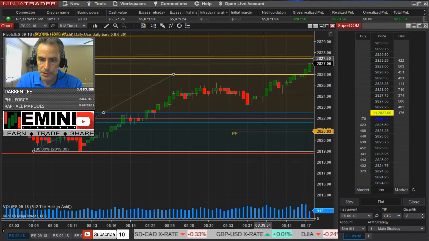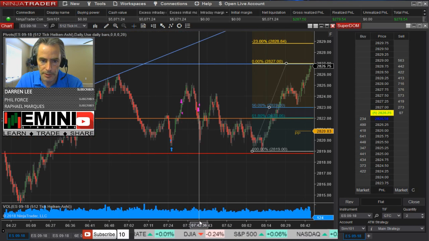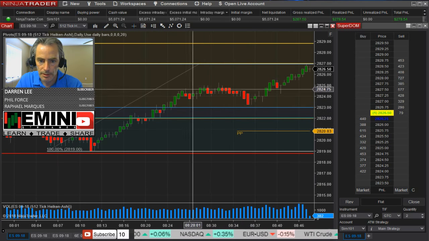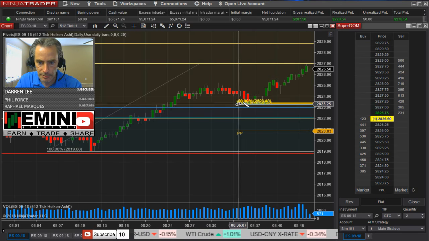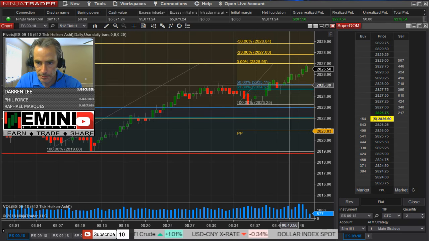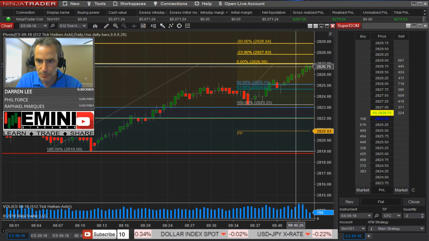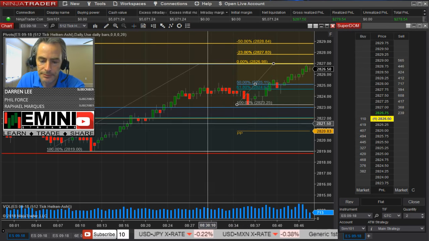All right. Yeah, we should get a nice push upwards here now that we've broken that high back there. See if we can get enough spread here to get a trade. Got about a 2-point spread there. Looking for a little bit more.